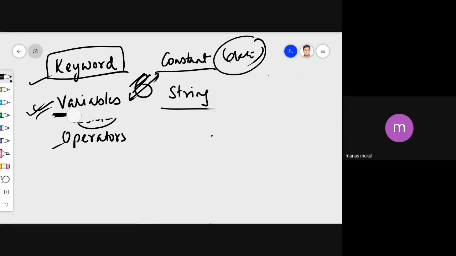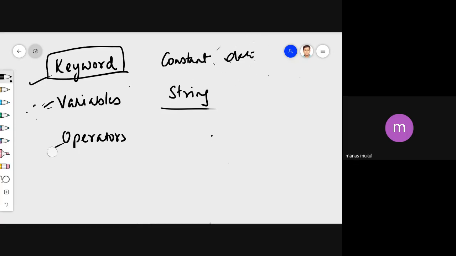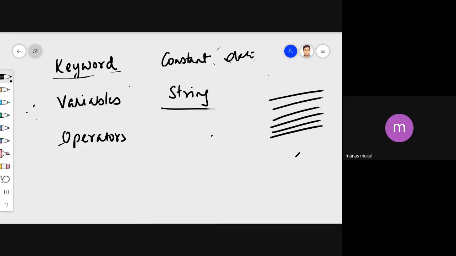Now, all these that I have discussed right now, constants, strings, variables, operators, keywords, all these that you have heard right now are used for writing program statements. I told you these in the first class: branching, looping, all that stuff.